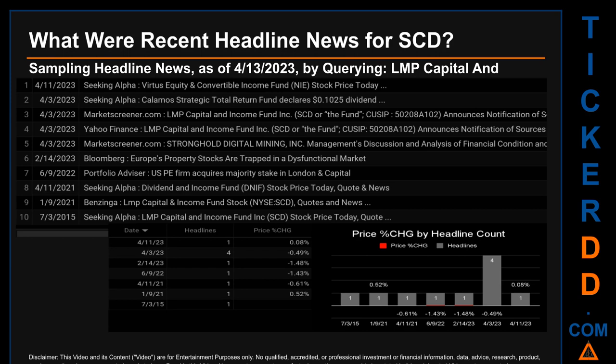The oldest publication date of Friday, July 3, 2015, was actually the day with the highest percentage change in price. It saw a price jump of 0.52%. Tuesday, February 14, 2023 was the day with the highest percentage change in price when we compare opening versus closing price for the ticker. The day saw a drop of -1.48% when SCD opened trading at $12.84 and closed at $12.65. There was one found headline when Bloomberg published the headline that read, Europe's property stocks are trapped in a dysfunctional market.